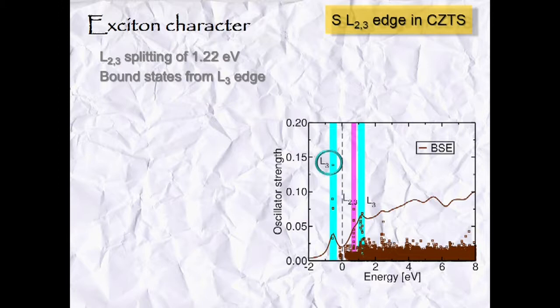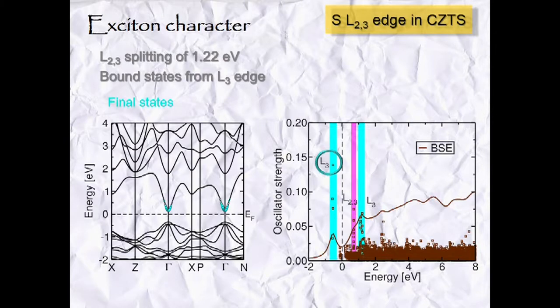I've picked out one excitation here with L3 character. This is the one with the highest oscillator strength. And this I would like to discuss with you in more detail. First of all, we know the initial state, but we can identify from our analysis where the final states are. And the final states are obviously coming from a region around the gamma point of the lowest conduction band. So this is known from our analysis.